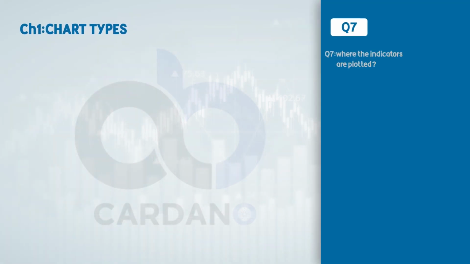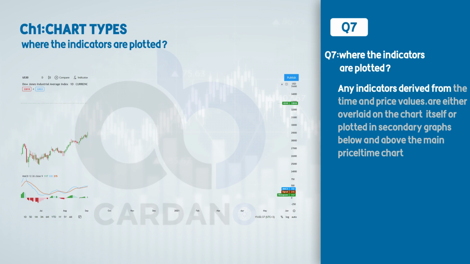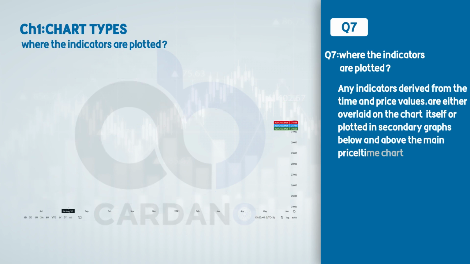Question number 7. Where are the indicators plotted? The answer is, any indicators derived from the time and price values are either overlaid on the chart itself or plotted in secondary graphs below and above the main price time chart.